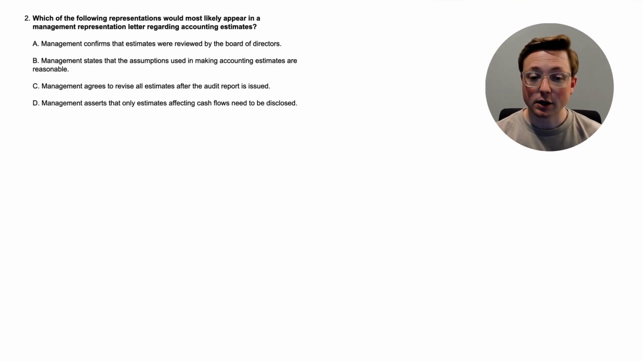Option C, management agrees to revise all estimates after the audit report is issued. Or option D, management asserts that only estimates affecting cash flows need to be disclosed. So again, which one of these is a representation that the management is actually probably going to put in the management representation letter? If you have any idea, that's great.